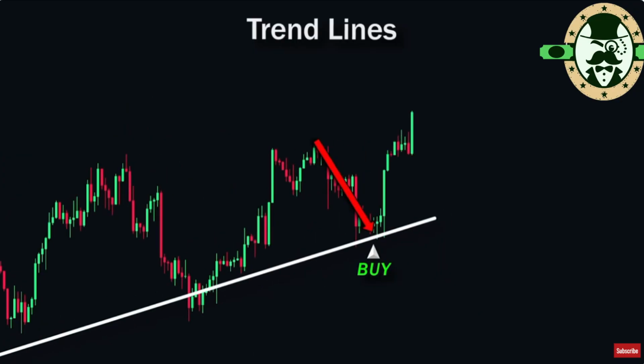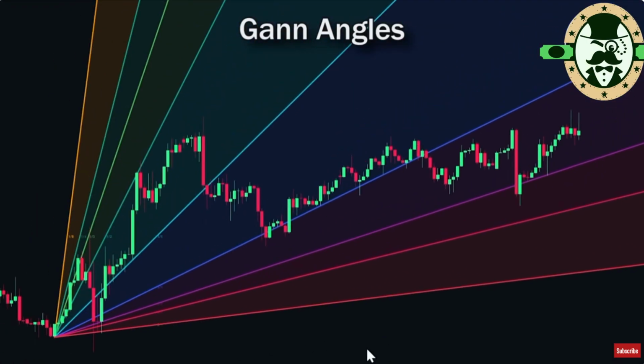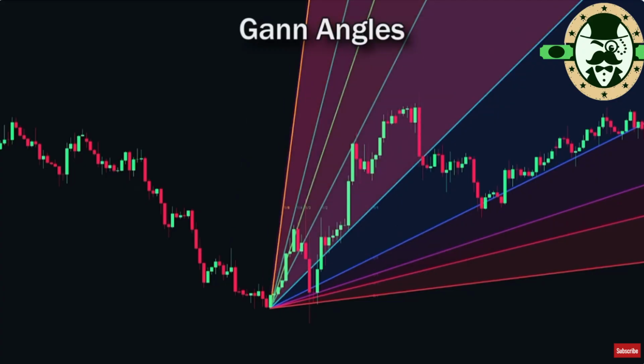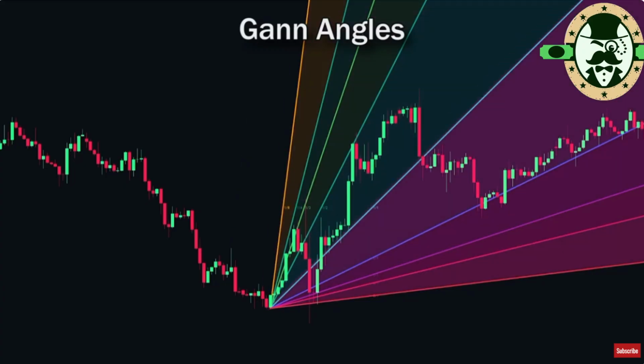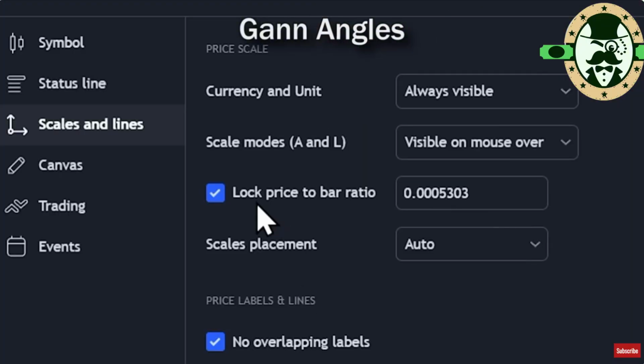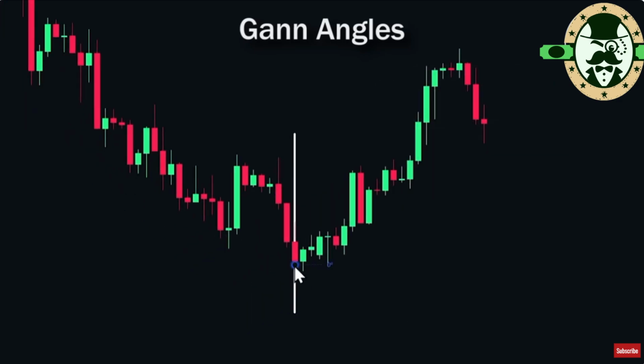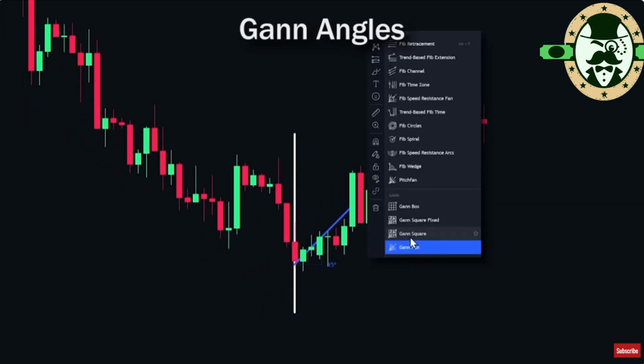The 14th strategy we're going to look at is Gann angles. Gann angles are lines drawn at specific angles to identify key levels and trend strength. Price moving along steep angles indicates a strong trend. Shallow angles indicate a weak trend. To apply, lock the price-to-bar ratio, identify swing highs and lows, draw a vertical line at the start of the range, measure 45, and place the Gann fan at that angle.